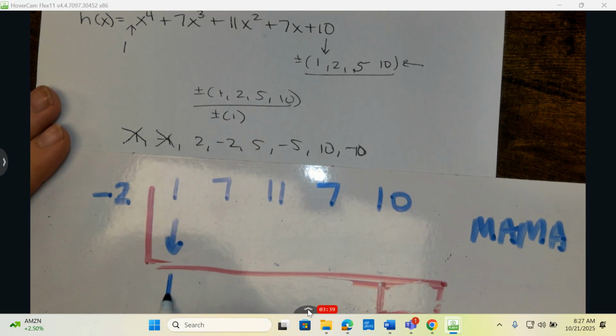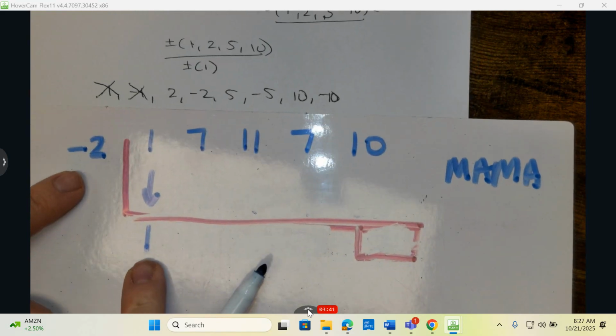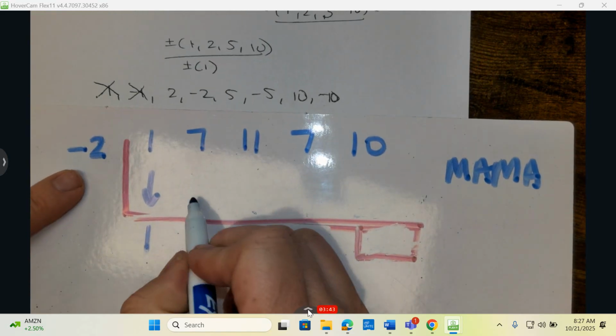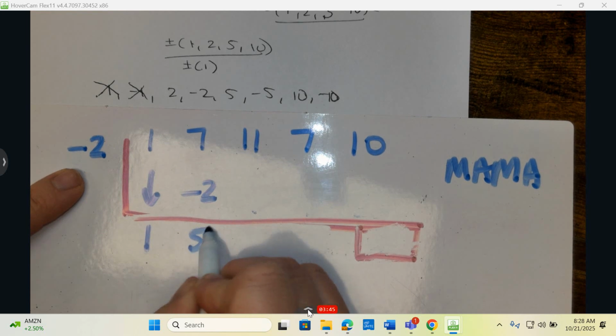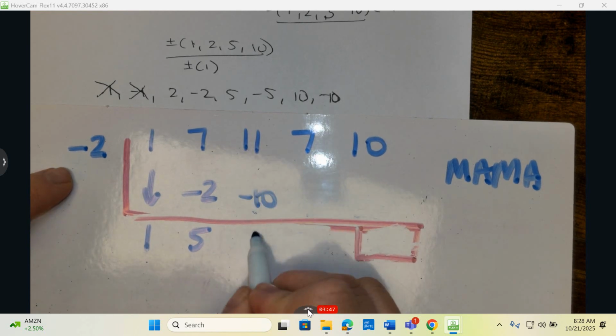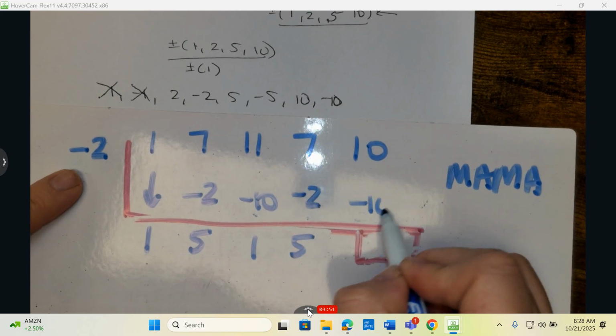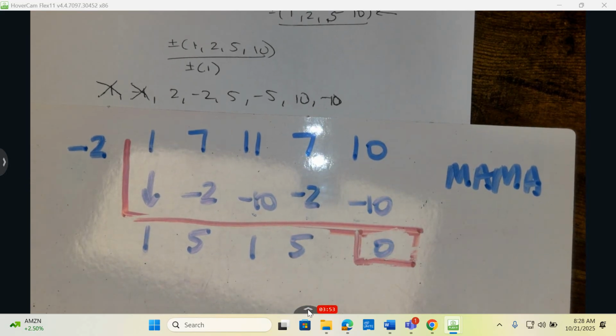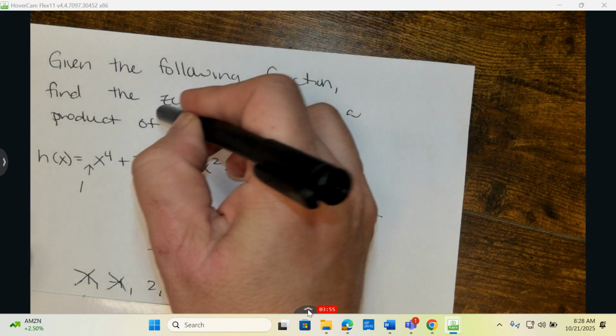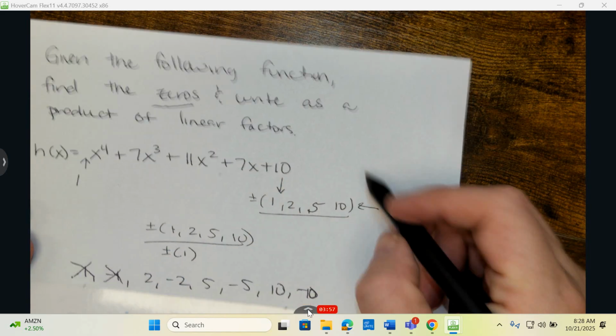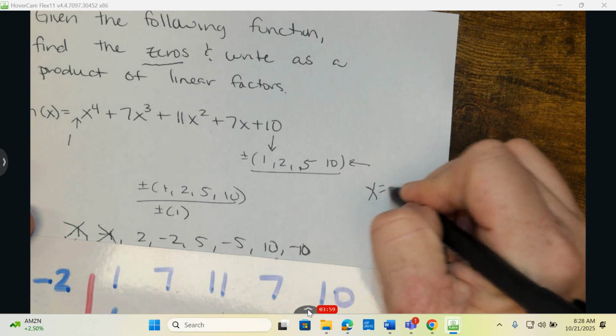So I'm going to test right now and see if Brandon's right. It's going to help me as I move forward in this problem. Multiplying and adding down. Multiplying and adding down. Thank you. So I'm going to come right up here because I'm supposed to list the zeros, the solutions, the roots. And I'm going to write down x equals negative 2.